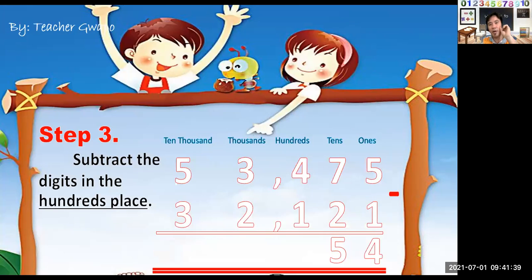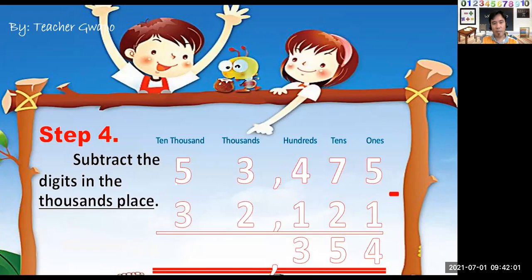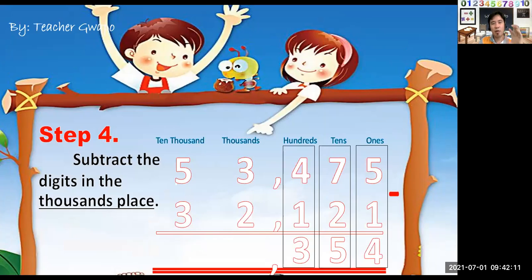Step number 3. Now we are done already in the ones place and the tens place. Now we are in the hundreds place. 4 hundreds minus 1 hundred is equal to 3 hundreds. So that's the answer. Now we are in step number 4. Done in the ones, tens, and hundreds place, we proceed to the thousands place. 3,000 minus 2,000 is equal to 1,000, right? 3 minus 2 is 1.